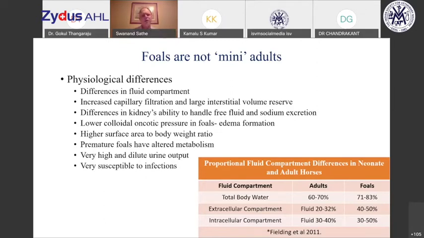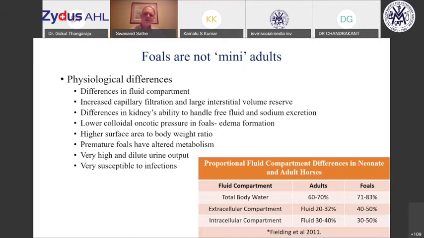Foals also have a lower colloid oncotic pressure in their plasma, and because of this, they have higher hydrostatic pressures when you start pumping them with fluids, again leading to edema formation. A higher surface area to body weight ratio is quite common in foals, which also means they have a higher rate of insensible losses. In short, foals require more water than adult horses do. And hence, when you're calculating fluid deficits for foals, you need to run fluids at a higher rate. But also remember that you cannot run fluids overzealously because you can overload these animals quite easily.